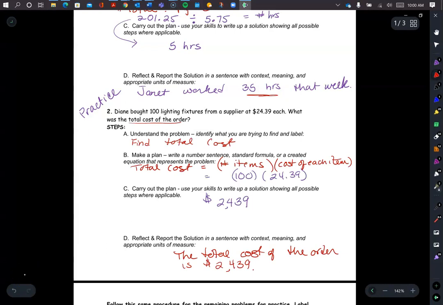Okay, so hopefully that went okay. If you got it correct, you can just look through and see if you have all the steps there. If not, then I'll go through it real quickly.